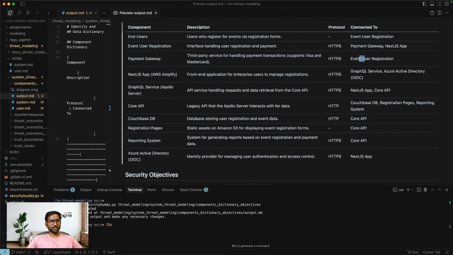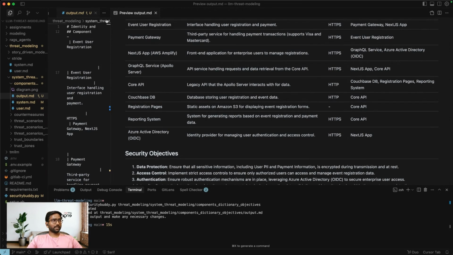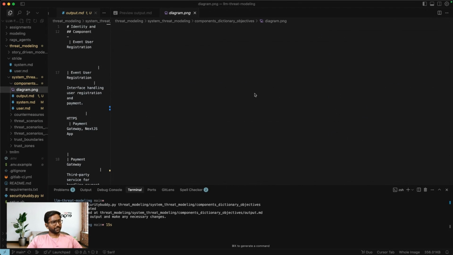And you will see that it also notes down what each component is connected to. So the payment gateway is connected to the registration system. The CouchDB is connected to the core API. Registration page is connected to core API. Reporting system also core API. I think that is quite accurate.